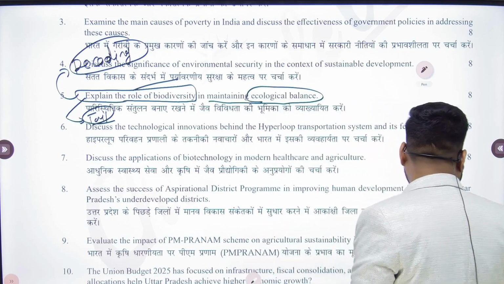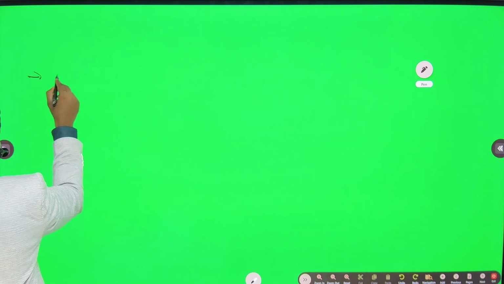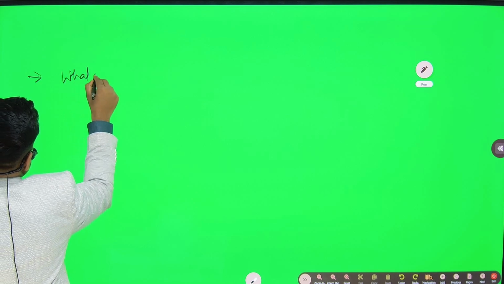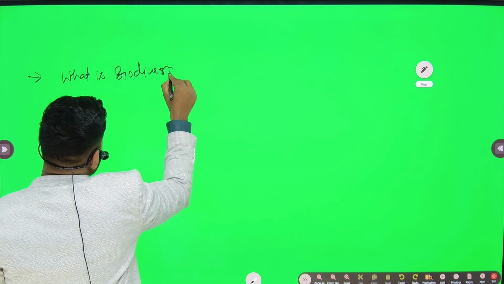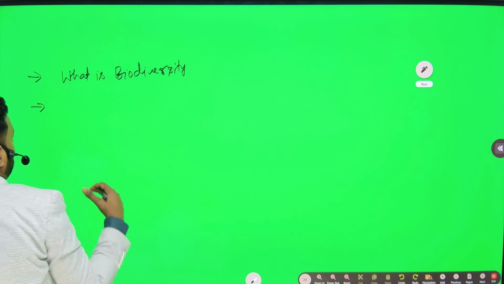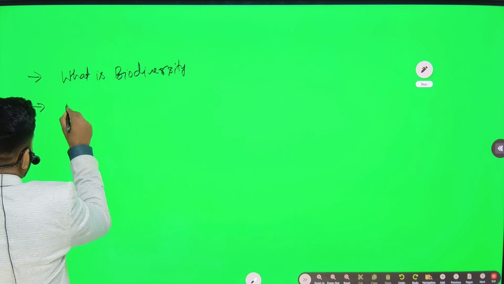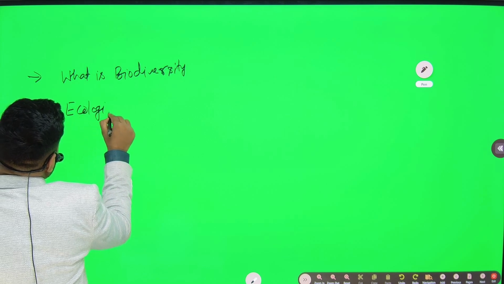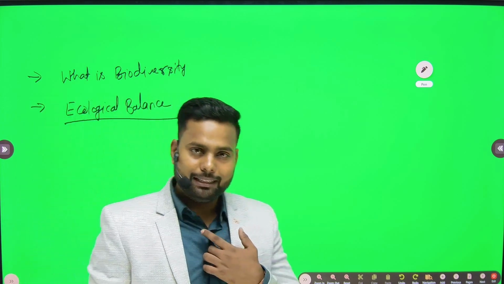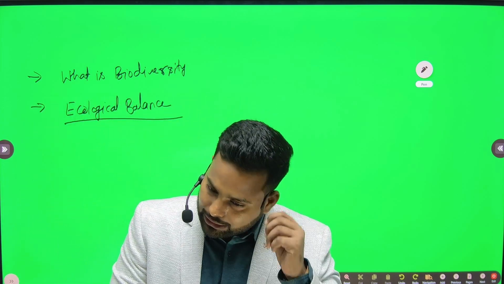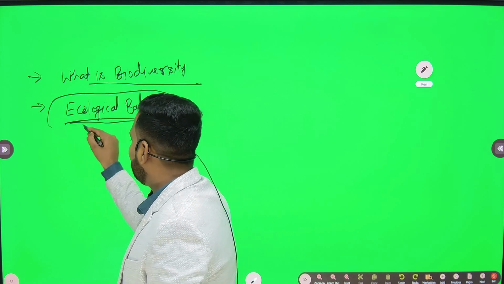In this question, you have to understand what is biodiversity itself, and second, explain what is the role of biodiversity in maintaining the ecological balance. So what is ecological balance? You have to understand what is the meaning of ecological balance, and you have to also understand what is biodiversity. So क्या कह रहा है? Explain the role of biodiversity in maintaining the ecological balance.